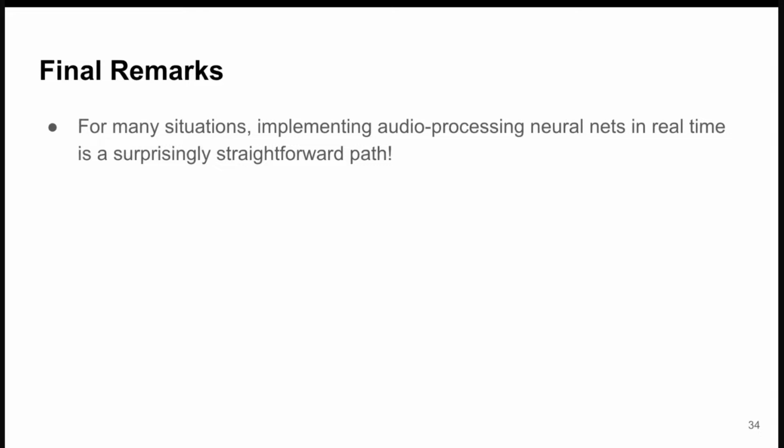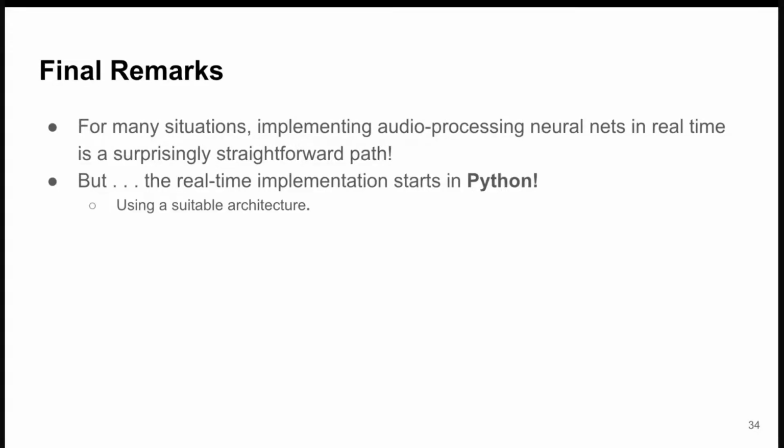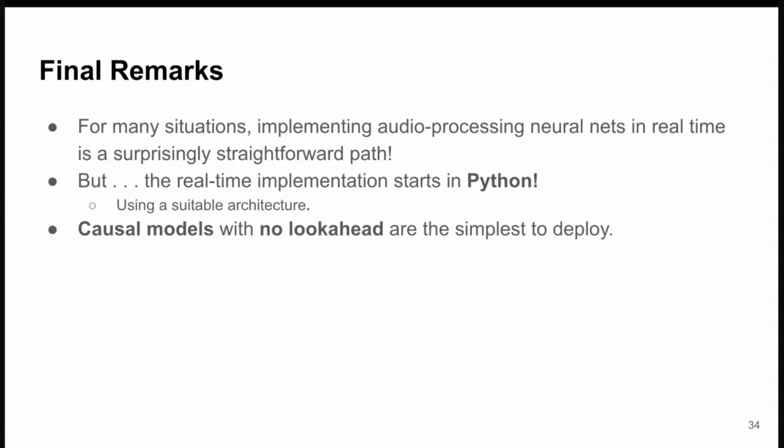For many situations, implementing audio processing neural nets in real time is surprisingly straightforward. If you design it well in Python, in PyTorch, then it may be really easy to deploy them in C++. And we saw the example from the notebook. But again, the real-time implementation starts in Python or PyTorch. So it is not a question of designing and training the model and then remembering, oh, it would be nice if I run this in real time, and then you face that the model is not compatible with the real-time use case. So that's why we need to use a suitable architecture.